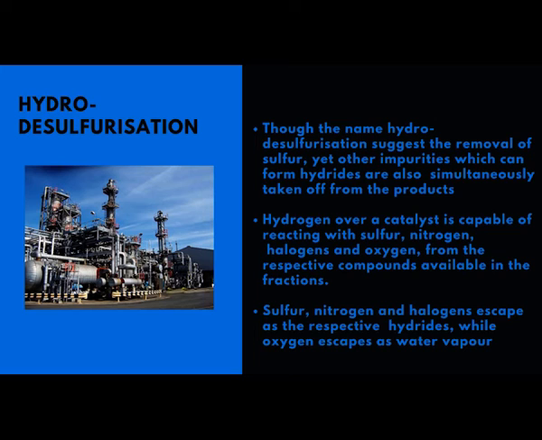Though the name hydrodesulfurization suggests the removal of sulfur, other impurities are also simultaneously removed from the streams. Hydrogen over a catalyst is capable of reacting with sulfur, nitrogen, halogen and oxygen from the respective compounds available in the fractions. Sulfur, nitrogen and halogen escape as the respective hydrides, while oxygen escapes as water vapor.